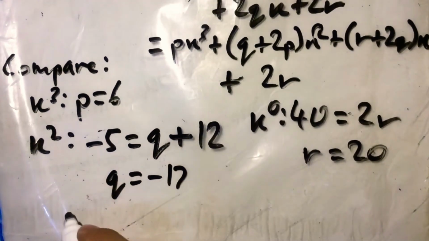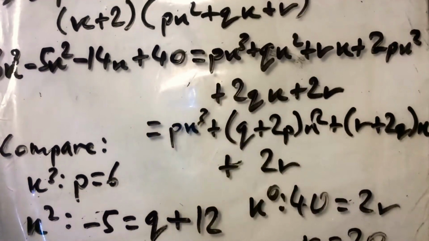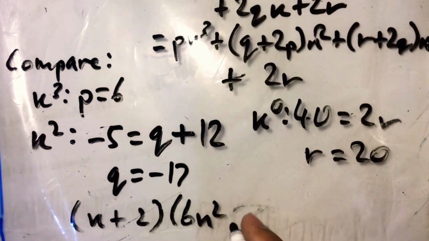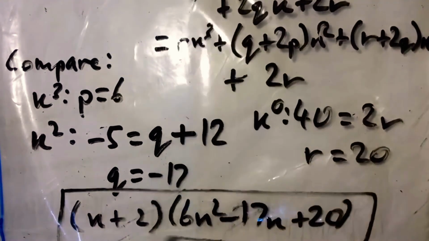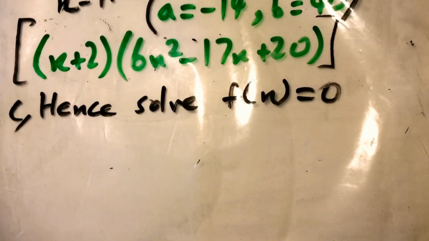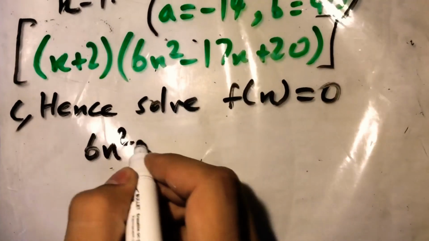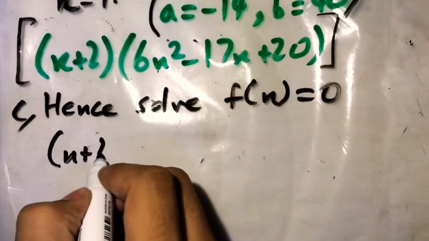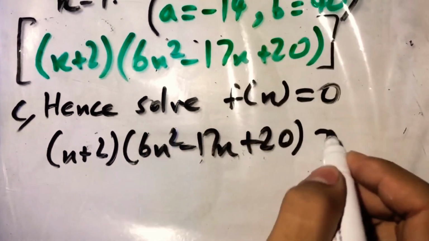So we had to express it as x plus 2 into px square plus qx plus r. So 6x square minus 17x plus 20. This is the answer to the second part. The next part, that is the last part, says hence solve f(x) is equals to 0. So for this we'll equate this with 0. 6x square minus 17x. We'll equate the whole thing with 0. X plus 2, 6x square minus 17x plus 20 equals to 0.